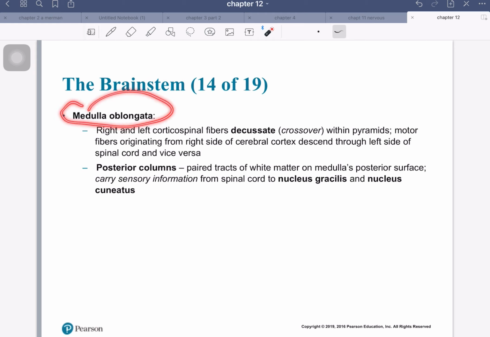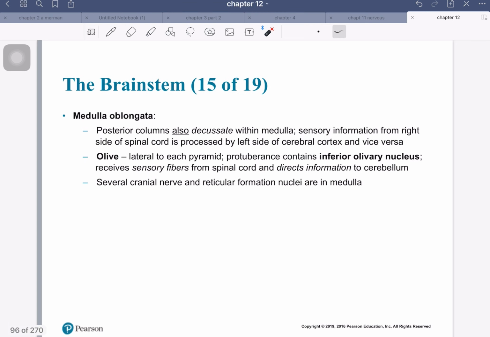In the medulla oblongata, we also have the posterior columns, and these are tracts of white matter on the medulla's posterior surface, and they carry sensory information from the spinal cord to the nucleus gracilis and the nucleus cuneatus. And I know these are a lot of terms, but these two will make more sense because these are basically the nuclei associated with sensory fibers that are traveling up to the brain. And remember, in the nuclei is where they synapse. So they're moving on to a new neuron at that point.